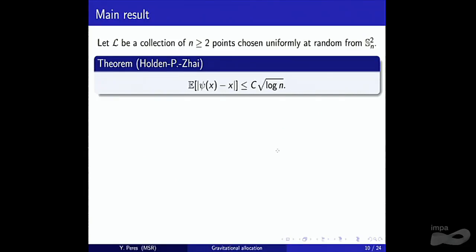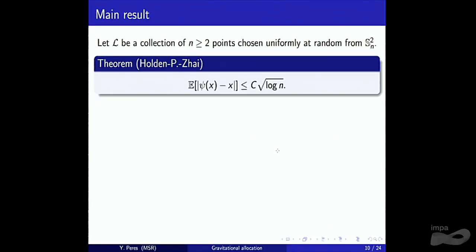In fact, there's a close relation between allocations and matchings, and in particular, that relation implies that you cannot get any fair allocation which is better than root log n in 2 dimensions.